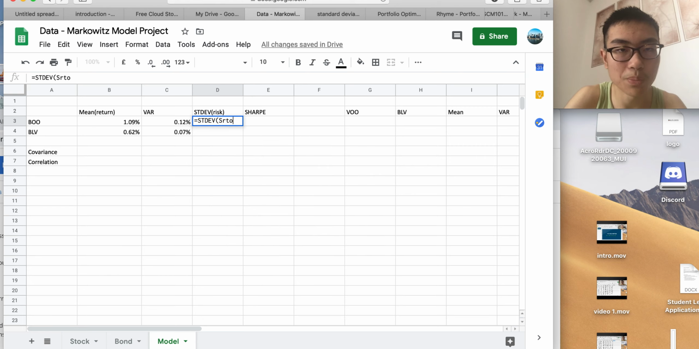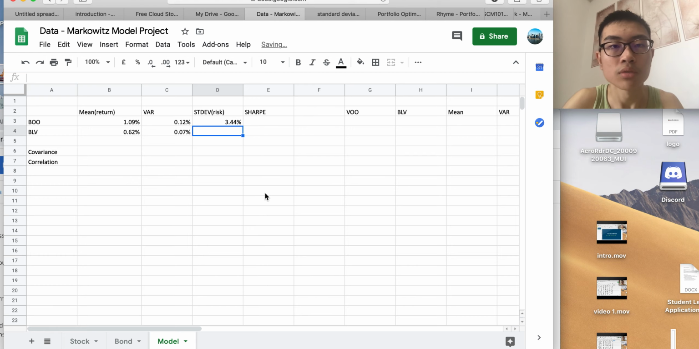Let's do the same thing. We don't have to go back to our sheet. We just do here 109. Yeah, we get this. It should be here, 0.99%, and let's make it a percentage form. And let's do the same for the bond: STDEV, bond, exclamation mark, H3 to 109.